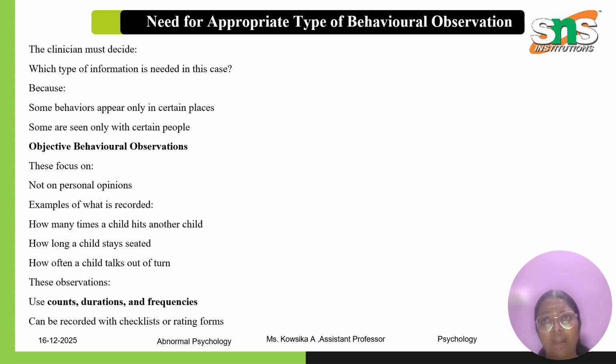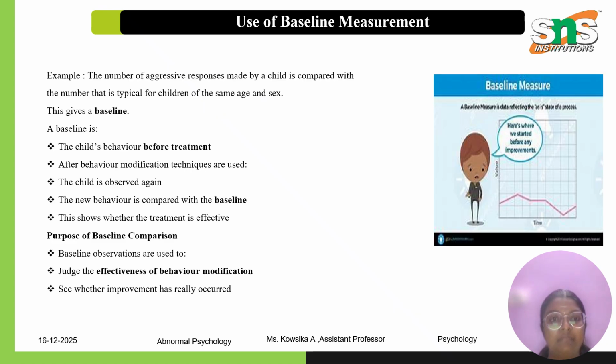So we can count how many times the child hits another child, for what duration the child is sitting in the same place, and how many times he or she is trying to do something. These can be recorded with checklists or rating forms. We have a checklist for behavioral assessment.